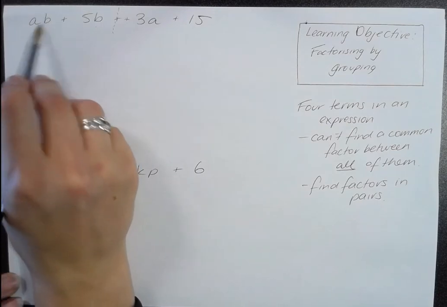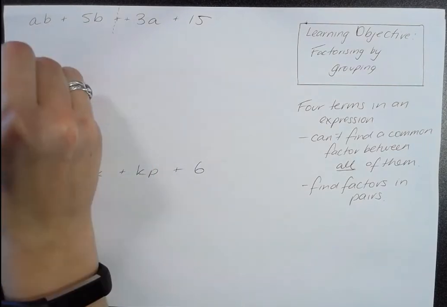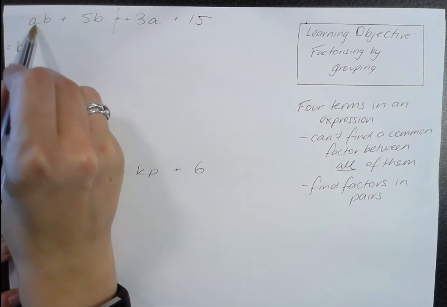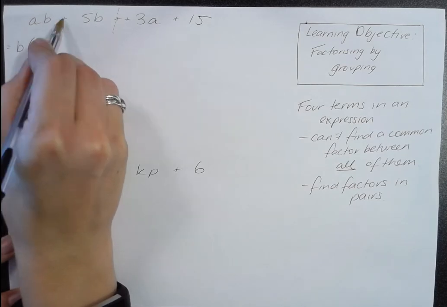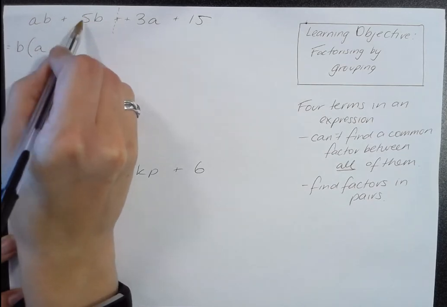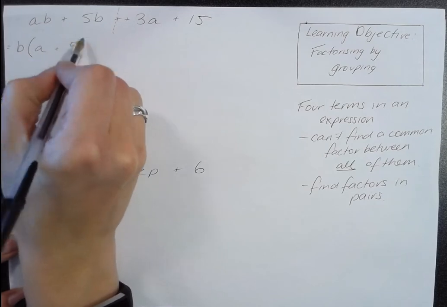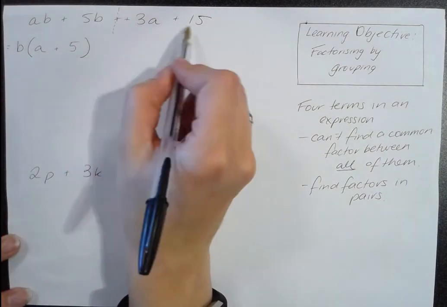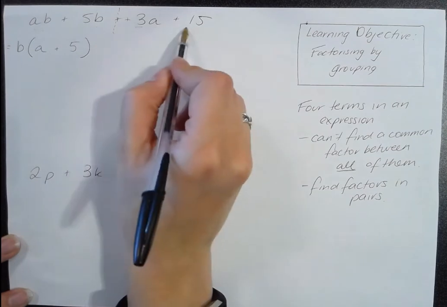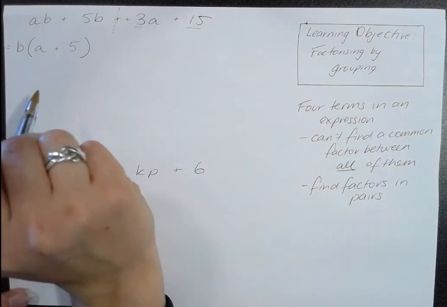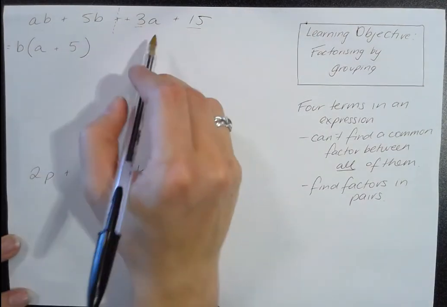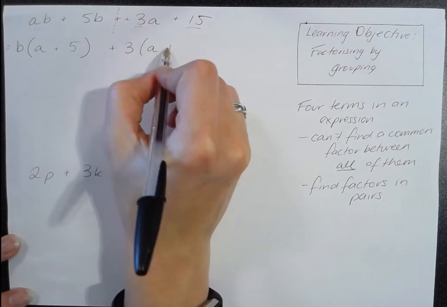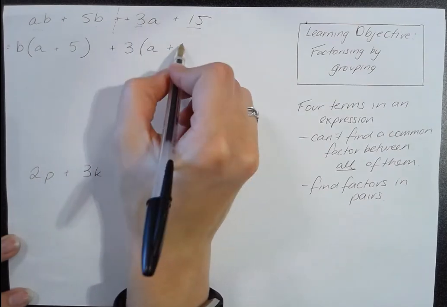We can find a common factor between these two, and we know the common factor here is B. If we are left with AB divided by B, we just get A, plus 5B divided by B is 5. Right, so that's factorised that part, and then we can factorise this part over here. Both of these have numbers, and nicely 3 is a factor of 15, so we can pull out the 3 and we are left with A plus 15 divided by 3, which is 5.